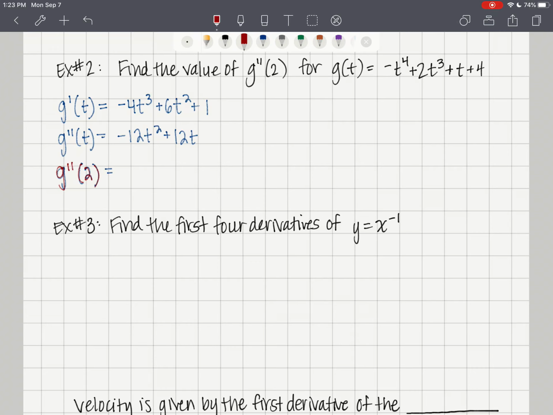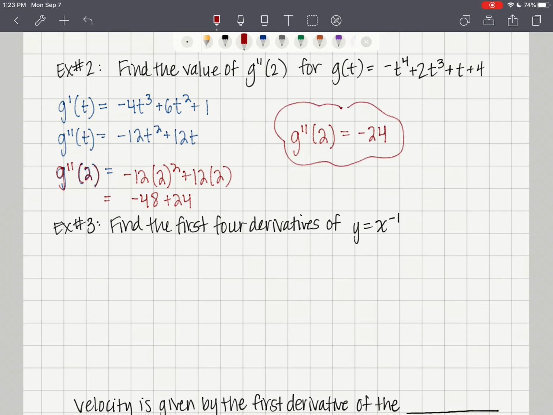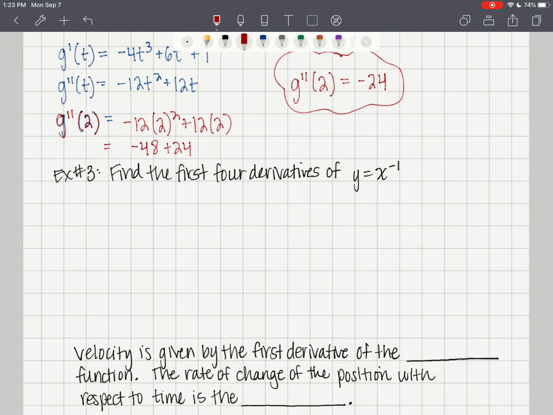g double prime of 2 is equal to negative 12 times 2 squared plus 12 times 2. Everywhere you see a t in the second derivative, you're going to put a 2 in its place. And negative 12 times 4 is negative 48. And 12 times 2 is 24. So g double prime of 2 is equal to negative 24. So easy, a caveman can do it, right?